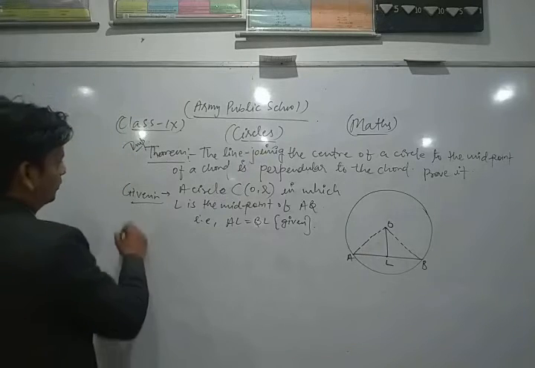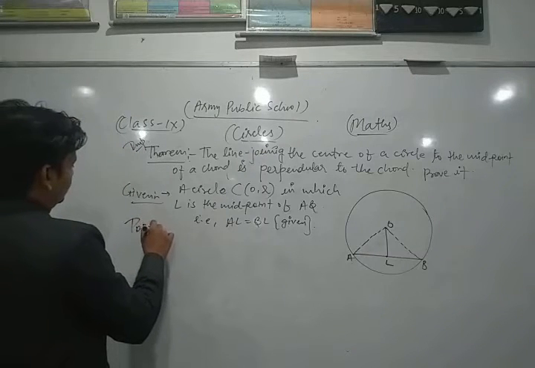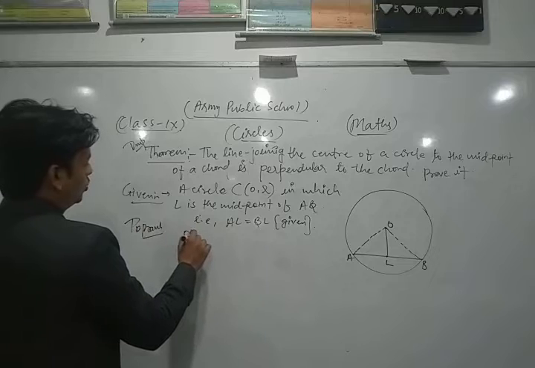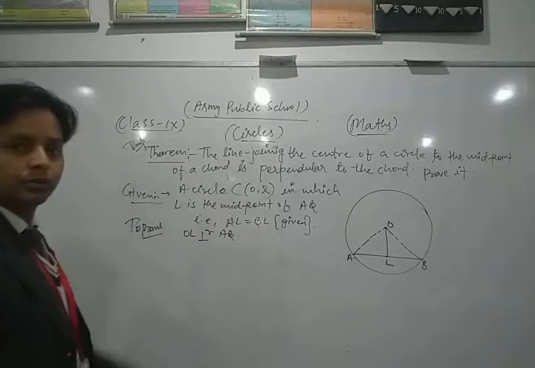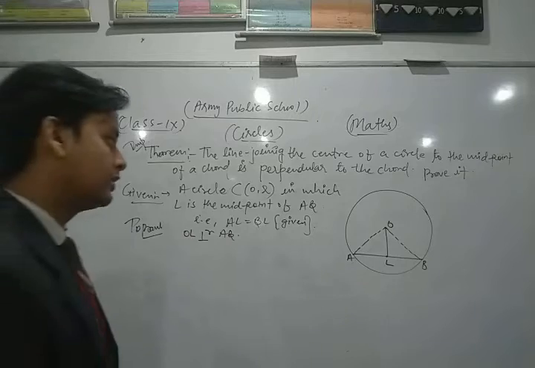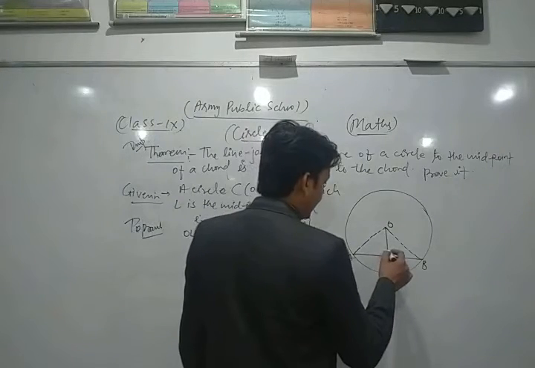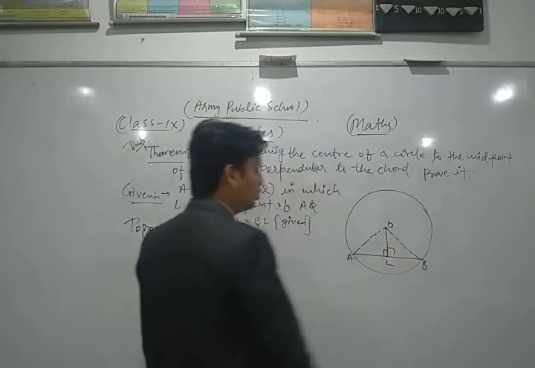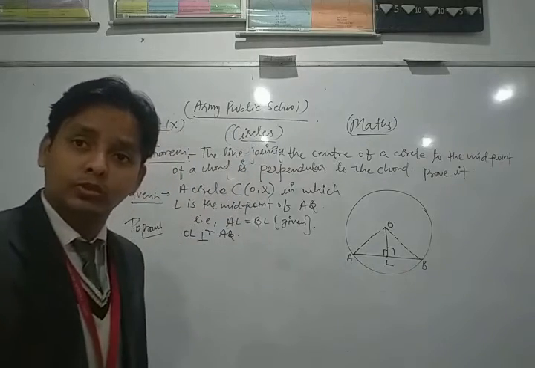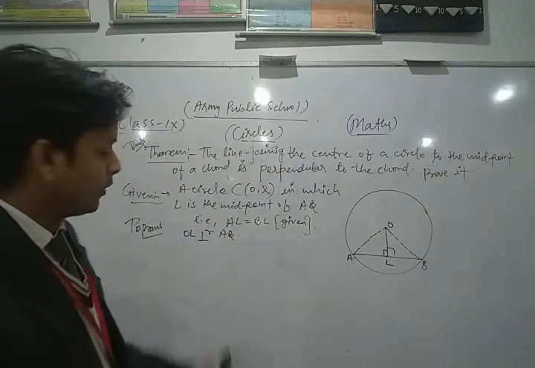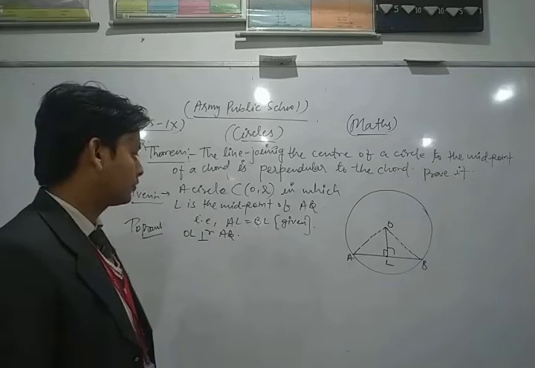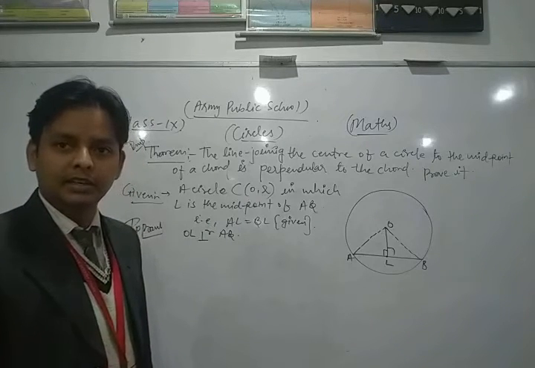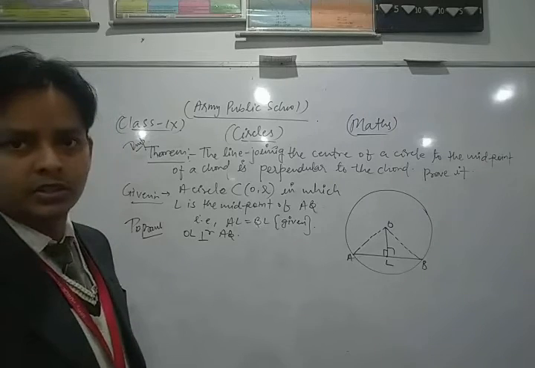Now, to prove, we have to show that OL is perpendicular to AB. It means that if we show that angle OLA and angle OLB are each equal to 90 degrees, then in this way we can say that OL is perpendicular to AB. So the question is solved.